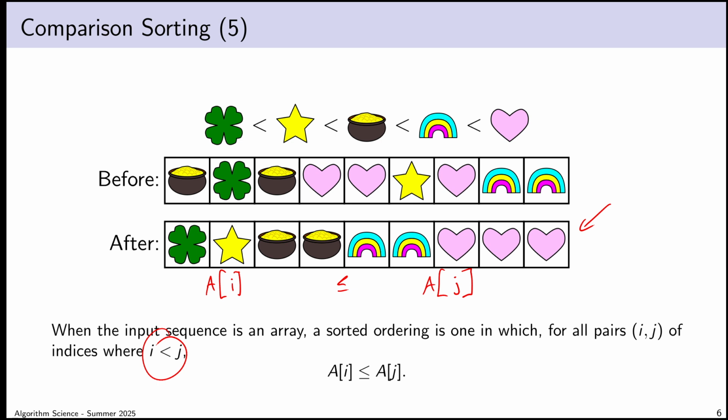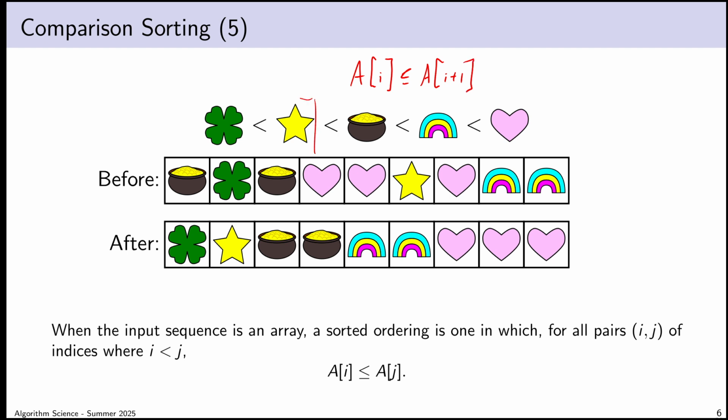Now, this is actually a bit more general of a condition than I really need. It actually would be sufficient to say that for all indices i, a of i is less than or equal to a of i plus 1. And you realize that because of that assumption of transitivity, that is, if we assume that clover is less than star and star is less than pot of gold, then that should mean clover is in turn less than pot of gold. Then it actually turns out that this is equivalent to this. But for the sake of stating something very general that's very easy to justify, this is my condition.